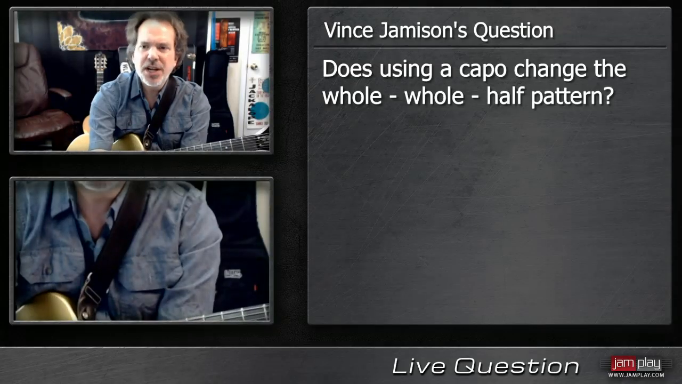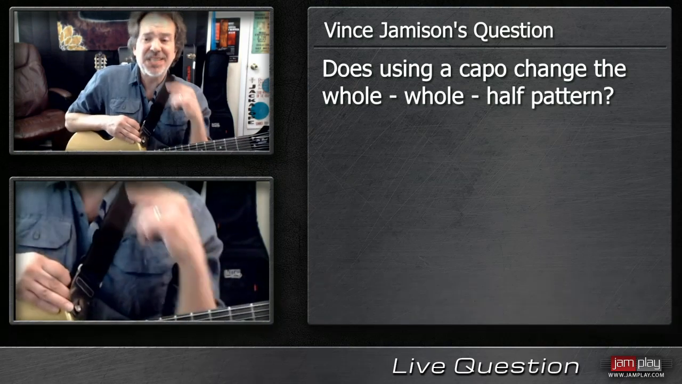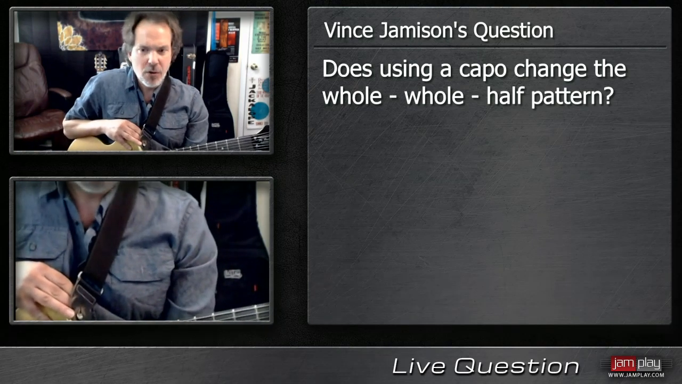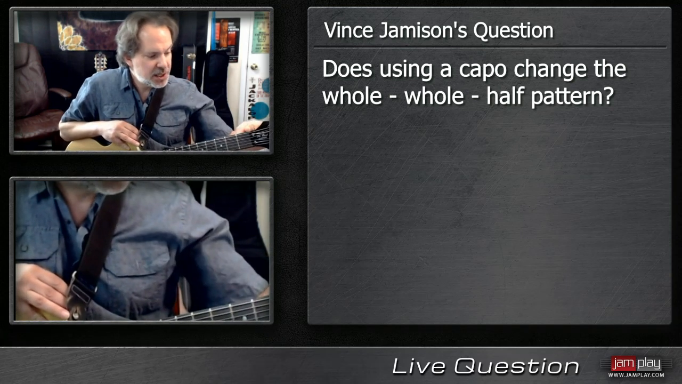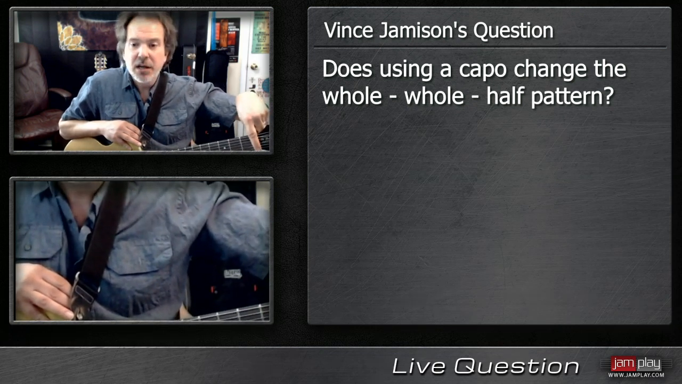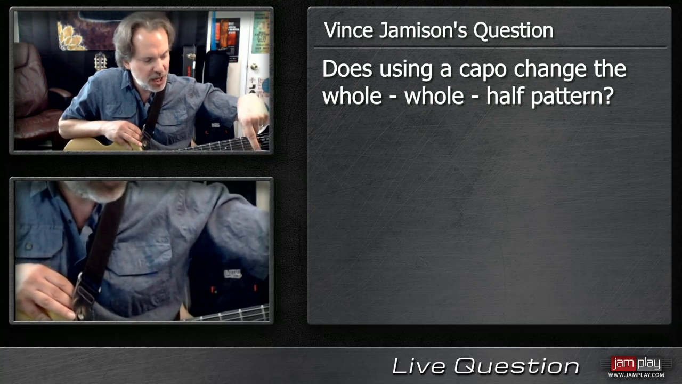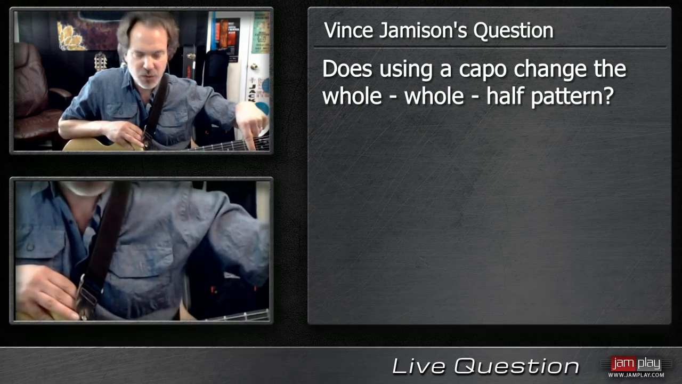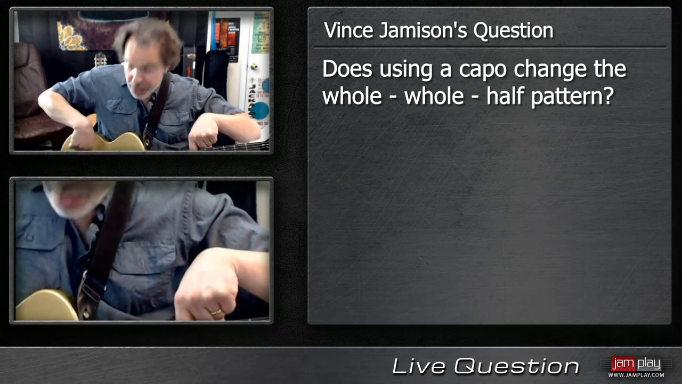All right, I see we've got a question from Vince, and it's a very good question, about the whole, whole, half pattern. And Vince says, does using a capo change the whole, whole, half pattern of the scale? And the answer is no. Essentially, the capo is making your neck shorter because it is replacing the nut. It is acting as the nut. So if I put a capo on the 1st fret, it's like my guitar neck is 1 fret shorter. If I put it on the 7th fret, then it's this much shorter.